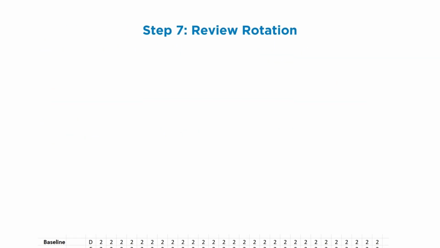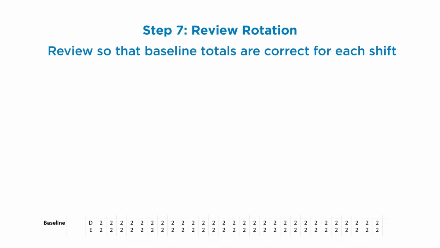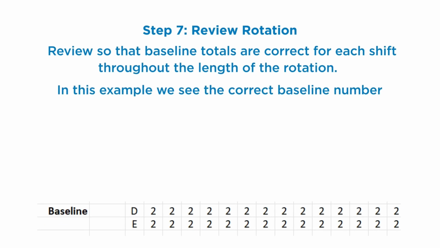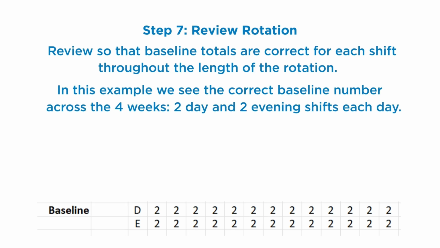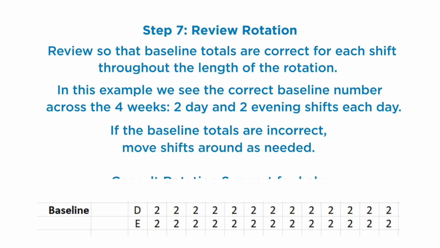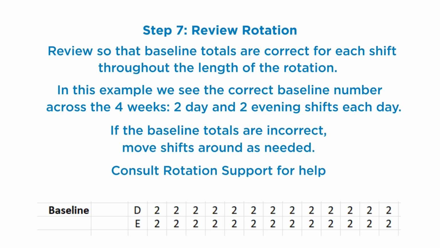Step 7. Review rotation. Review so that the baseline totals are correct for each shift throughout the length of the rotation. In this example, we see the correct baseline number across the 4 weeks, 2 day and 2 evening shifts each day. If the baseline totals are incorrect, move shifts around as needed. Consult rotation support for help with totals and formatting.